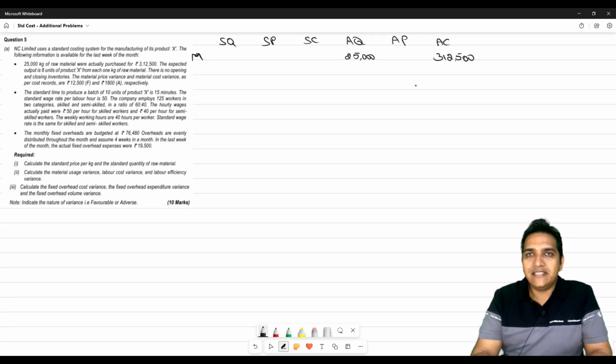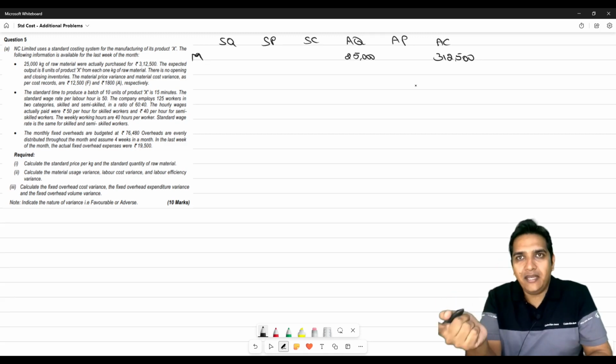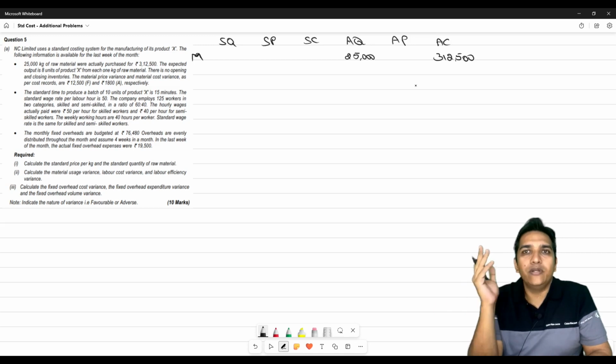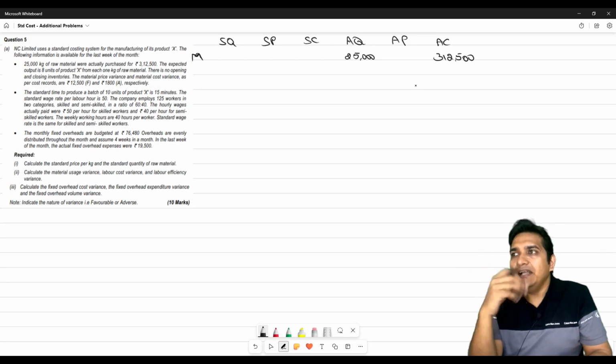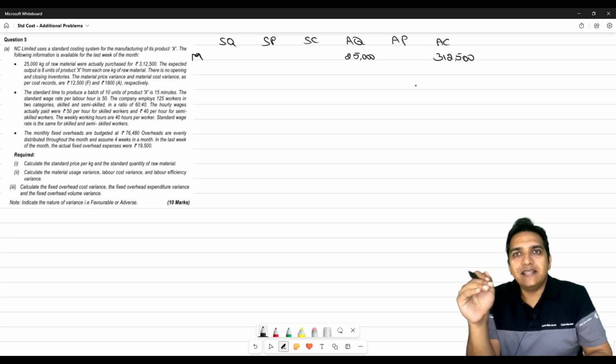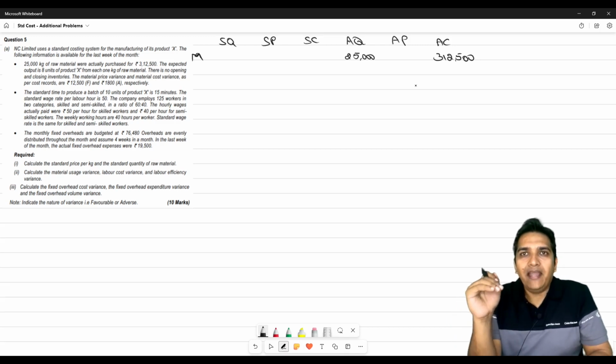So it says that from 1 kg of material, I get 8 units of product X. So if I put in 1 kg, I am getting 8 units of product X. There is no opening and closing inventories. So this information, this sentence relates to my actual quantity.